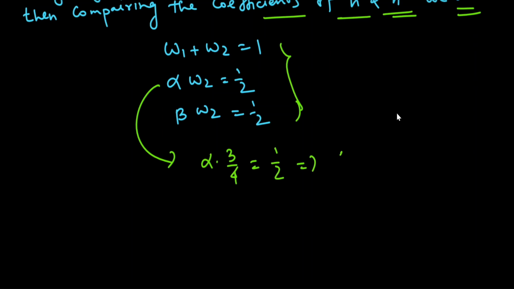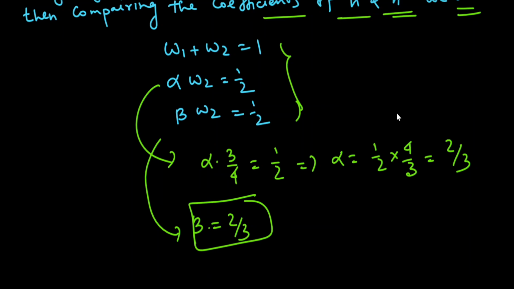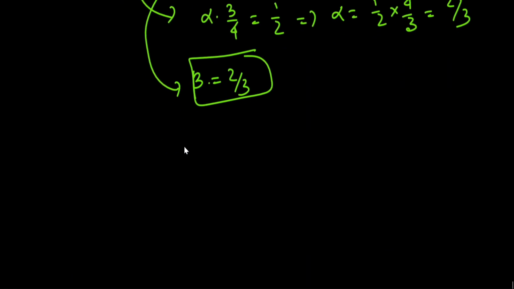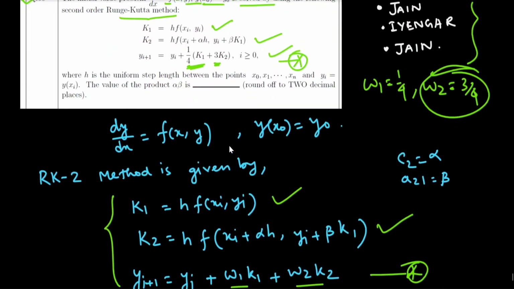Now we put in this equation, so alpha into 3 by 4, this is equal to half. This implies alpha equal to 1 by 2 into 4 by 3, which gives 2 by 3, and similarly beta equal to 2 by 3 by putting this. So we get the value of alpha and beta. Now we have to find simply alpha beta. So alpha beta equal to 2 by 3 into 2 by 3. This gives 4 by 9, which is equal to 0.4444 and so on. So rounded up to 2 decimal places, the answer is 0.44.